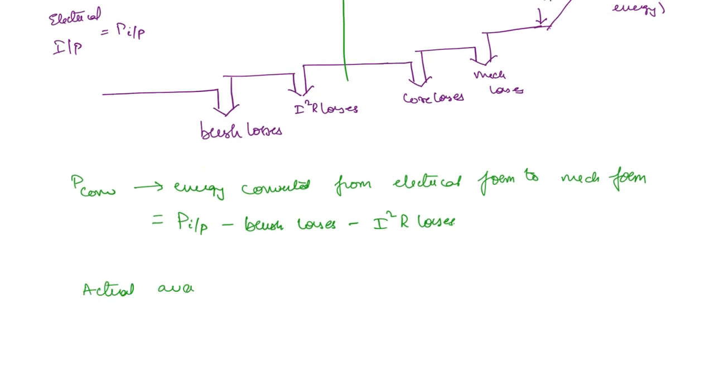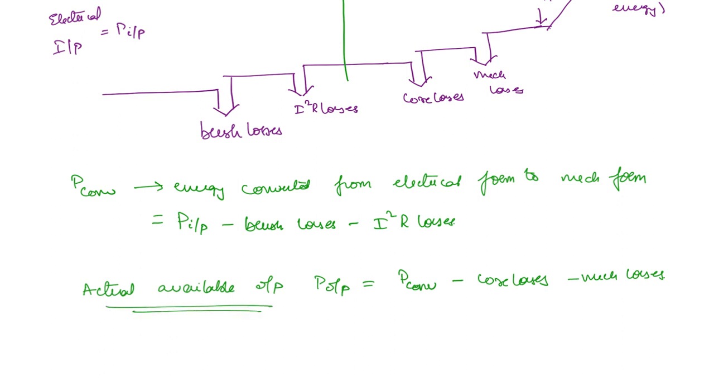Then what is the actual output available? Actual available output is represented as P output, which is equal to, from the converted energy, you subtract once again the core losses and the mechanical losses. That means whatever energy is converted into mechanical form, some of it is used up in the form of core losses and mechanical losses, and then whatever is remaining is the actual available output.